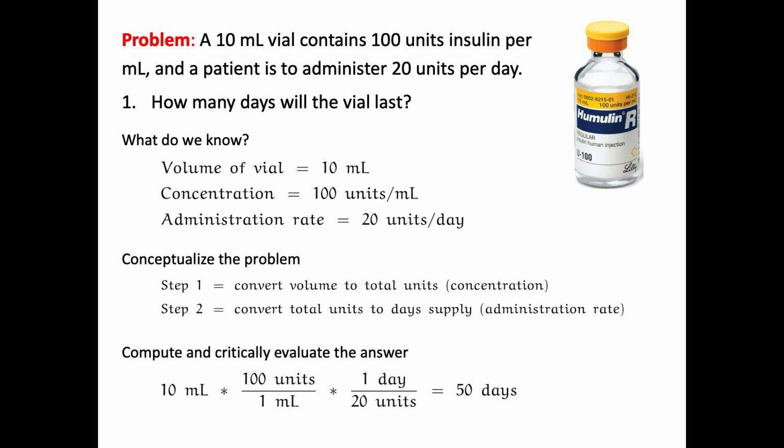So let's just take 10 times 100, which would be 1,000, divided by 20, and our numeric answer would be 50, and the units are days. So this 10 milliliter vial will last for 50 days, which is the answer to this question.